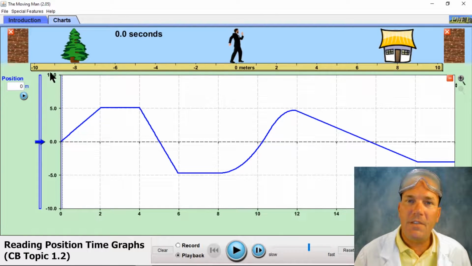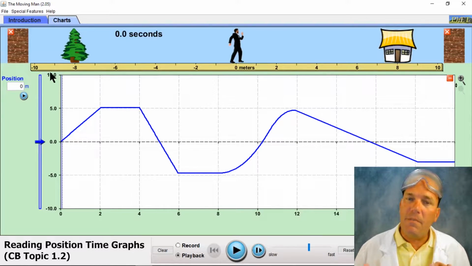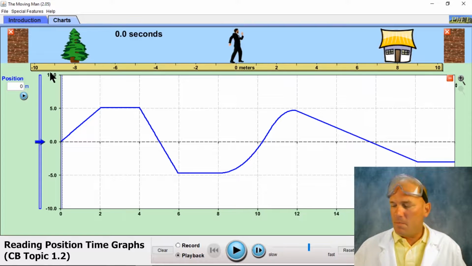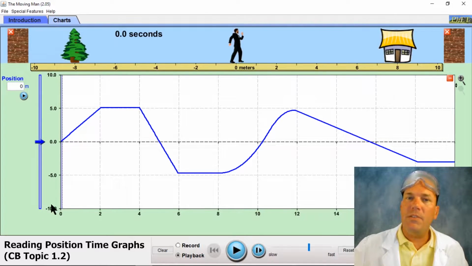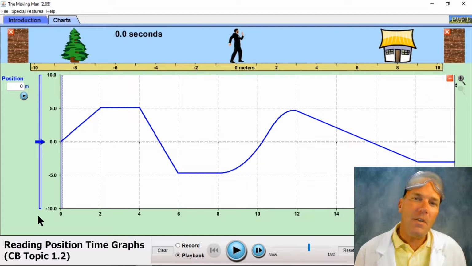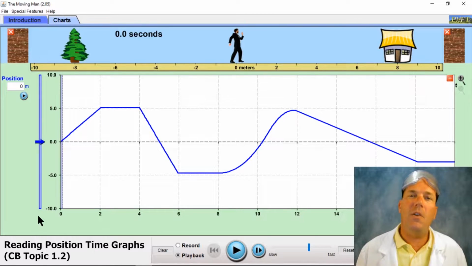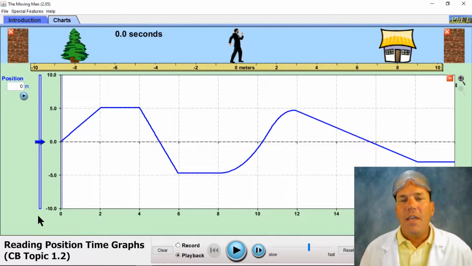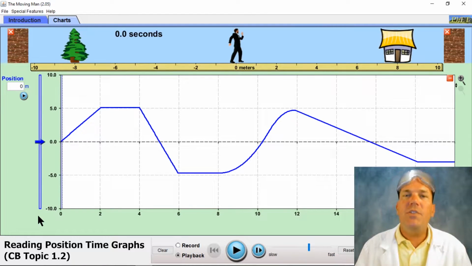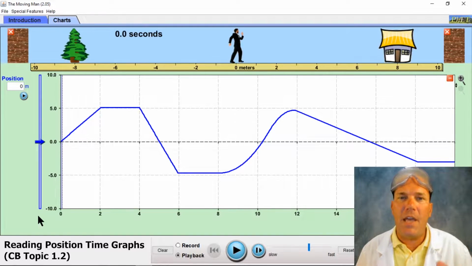And recall from previous videos, that can also be expressed as 10 meters to the right when describing a vector quantity. Notice my least value here, my smallest value is negative 10 meters, which I could also say 10 meters to the left. However, I would never say negative 10 meters to the left, and we've gone over that in previous lessons. In this video, I want you to just begin to understand position as a function of time graphs.